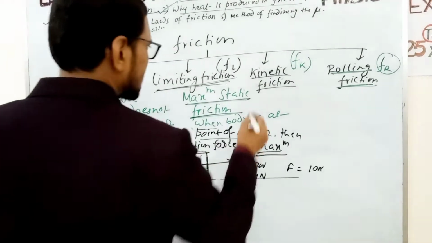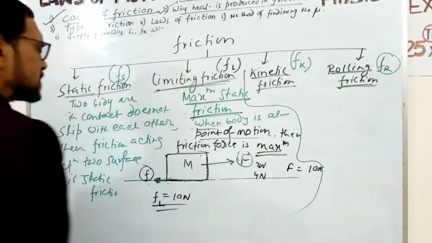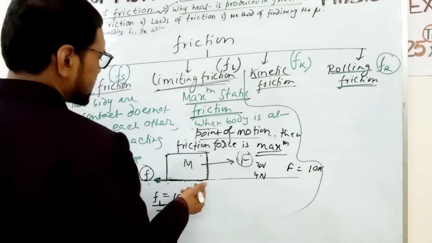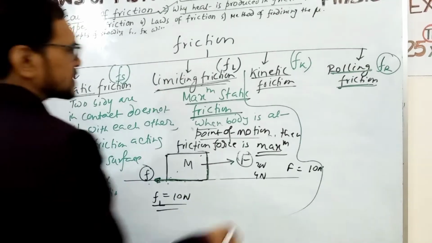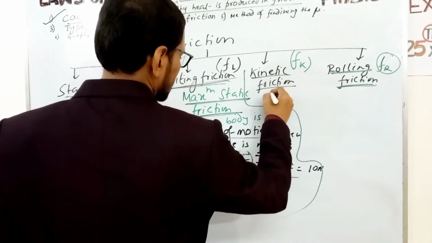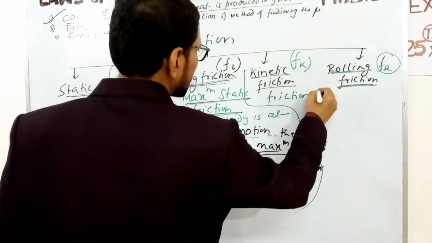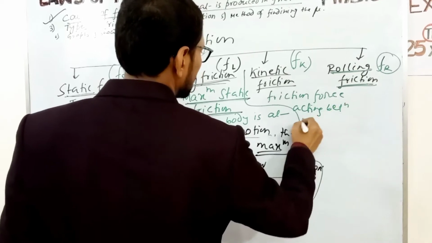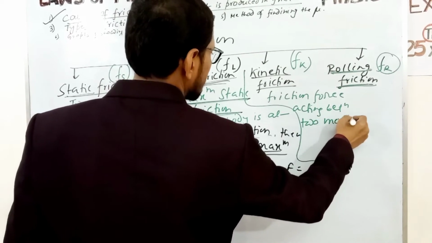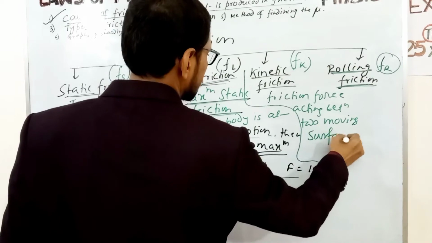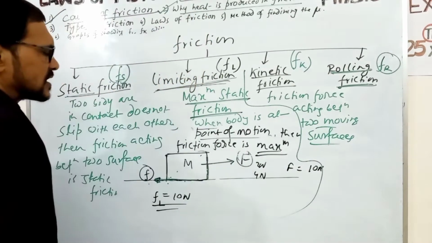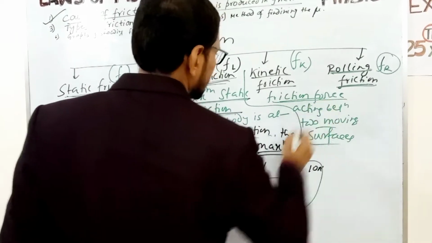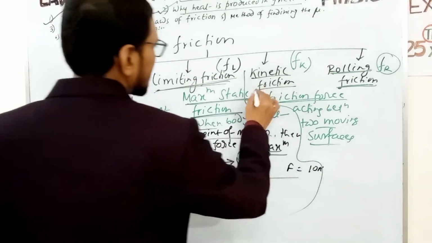And what is kinetic friction? When the bodies are moving, the friction acting between two surfaces is called kinetic friction. That is, the friction force acting between two moving surfaces. The surfaces which are in contact are moving, and the friction force acting between them is called kinetic friction.